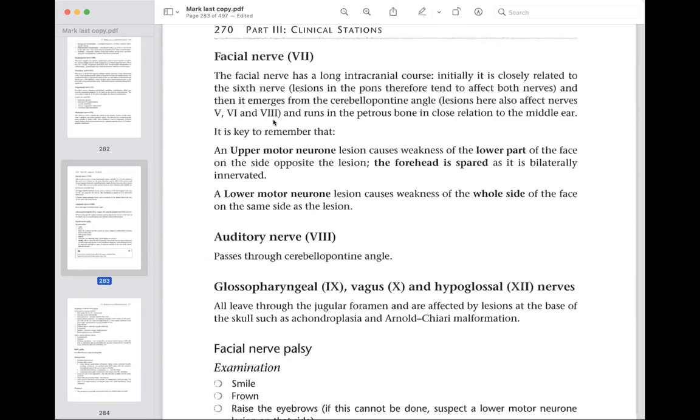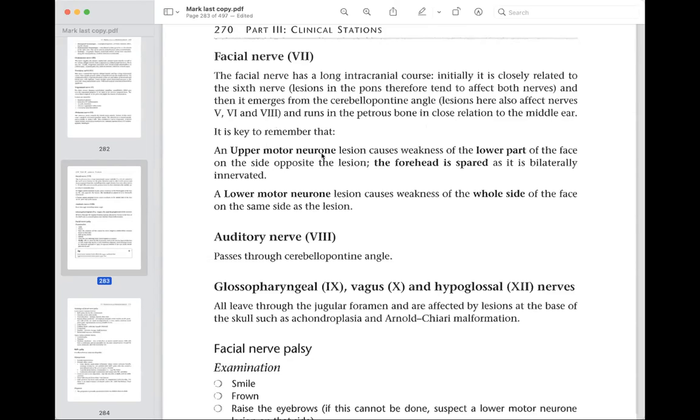Suppose they give you a facial nerve palsy, and you think that it is upper motor neuron, try to check for other nerves also along with it: 5, 6, 7, and 8. Yesterday we saw the examination part. And it runs in the petrous bone in close relation to the middle ear.